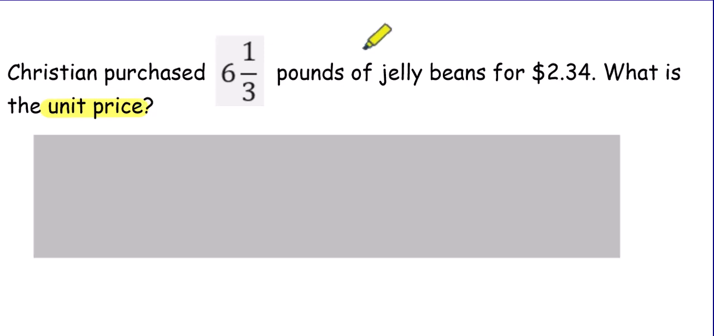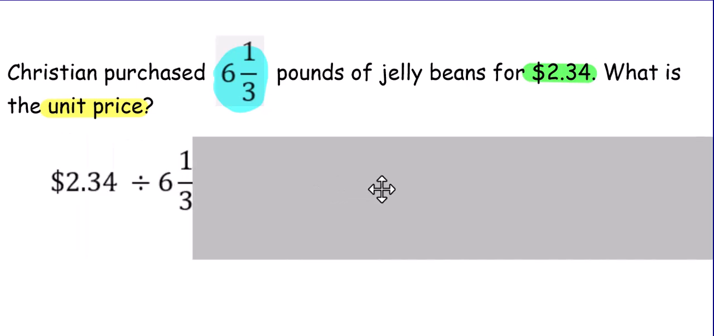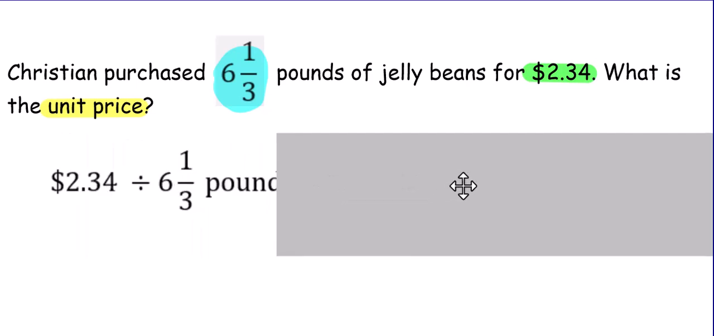But in this case, if we want to find the unit price, we want to take our cost, which is $2.34, and divide it by the number of pounds. Often students will think they have to divide the bigger number, which in this case is 6 1/3, by the smaller number, but for unit price, again, we want that cost per pound. Generally, we're going to take that money divided by the other item for most unit rate situations we're talking about. So we're going to take $2.34 divided by 6 1/3 pounds.